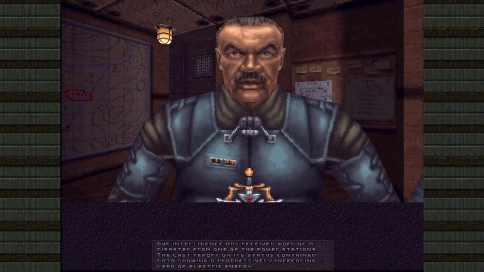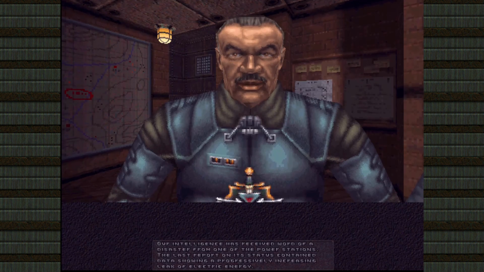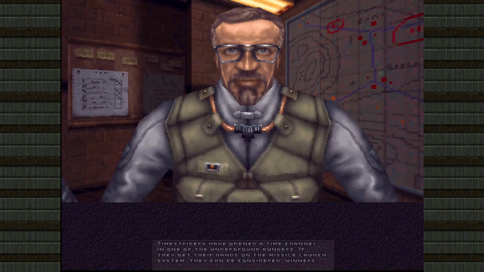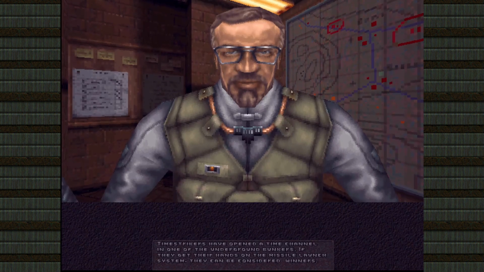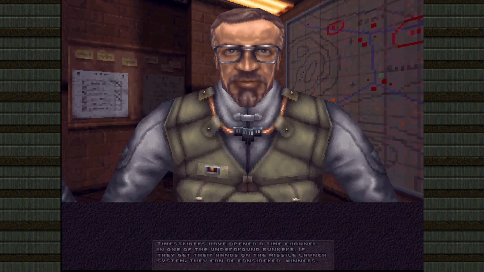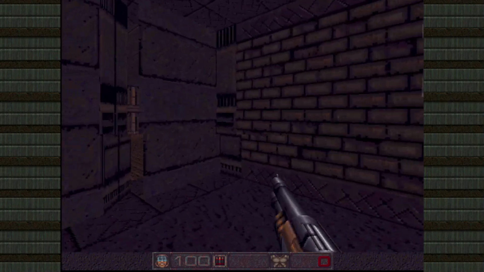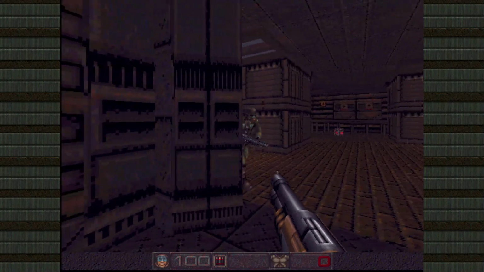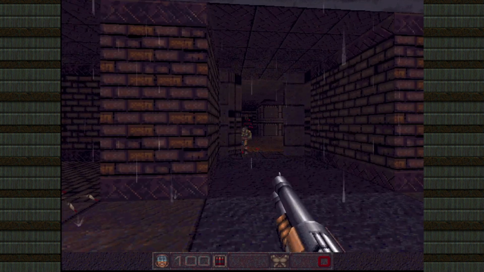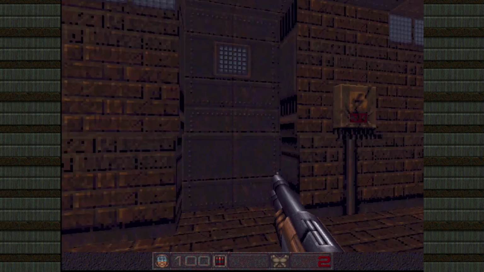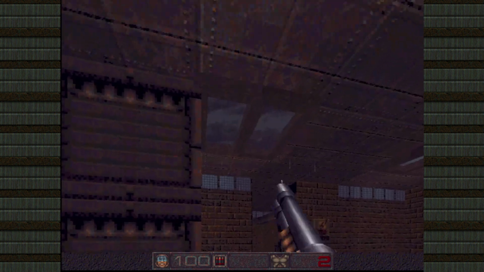To be honest, the lore of Chasm is nothing too interesting, especially when combined with the quality of voice acting. Time Strikers have opened a time channel in one of the underground bunkers. If they get their hands on the missile launch system, they can be considered winners. But we're going to discuss it anyway. You assume the role of an unnamed commando, who volunteers to assist in repelling an alien species called the Time Strikers, who have launched an invasion of Earth using time travel.